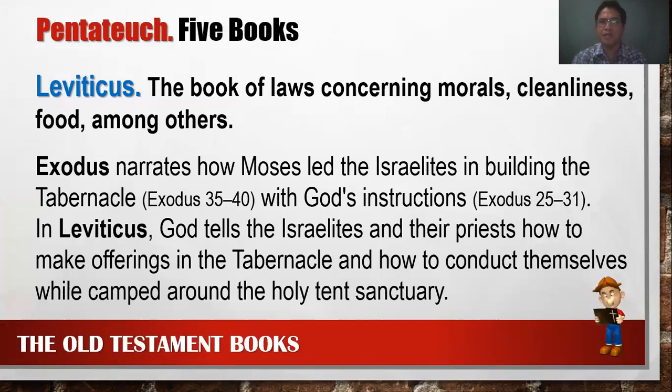Next, the book of Leviticus, the book of laws concerning morals, cleanliness, food, and other matters. In the book of Exodus, it narrates how Moses led the Israelites in building the tabernacle with God's instruction. Here in Leviticus, God tells the Israelites and their priests how to make offerings in the tabernacle and how to conduct themselves while camped around the holy tent sanctuary.